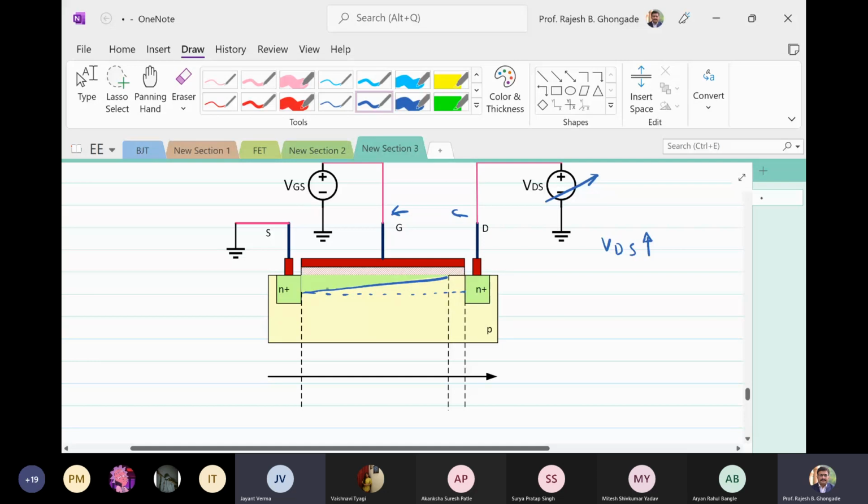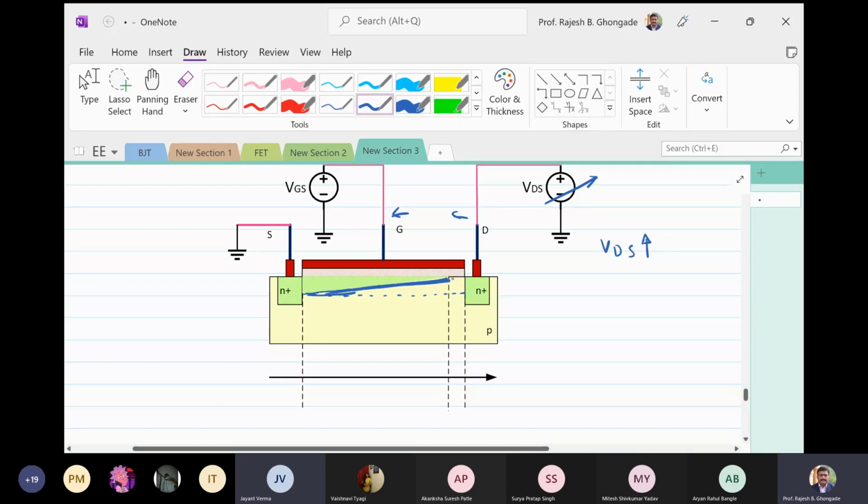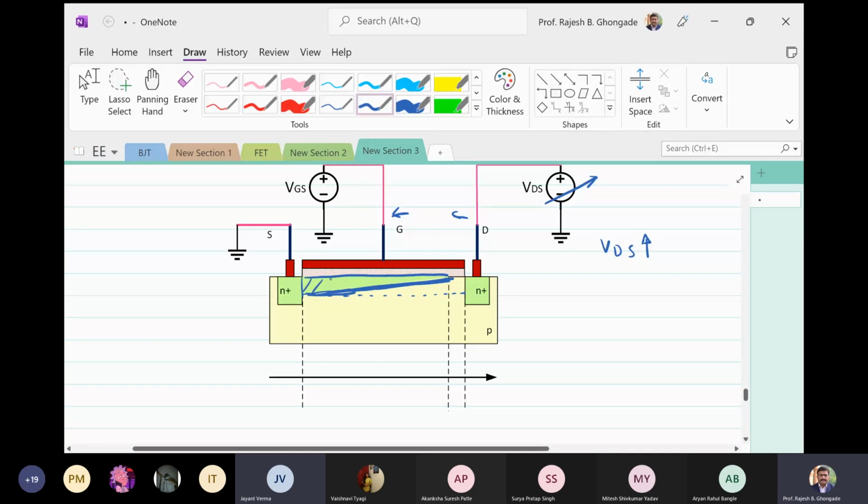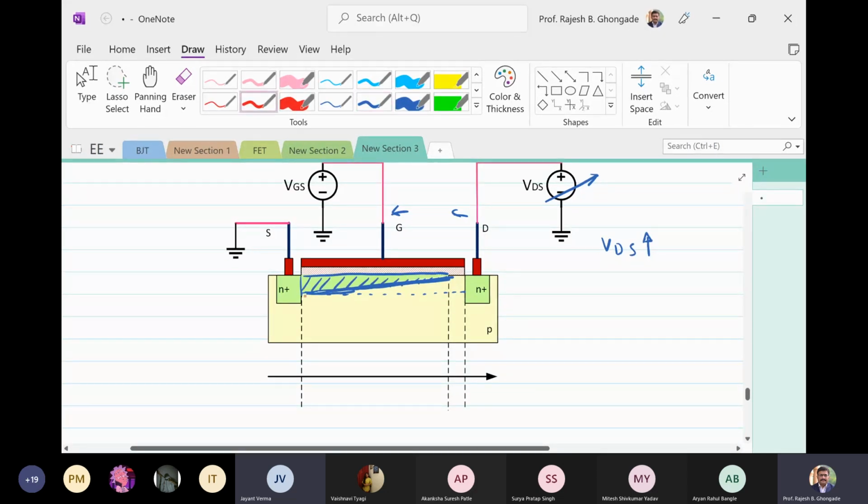but because this is becoming less and less positive, the channel width is going to keep reducing like this. So this will be the effective channel width. I mean, this is how it will form. It will start becoming like this. Earlier it was like this.